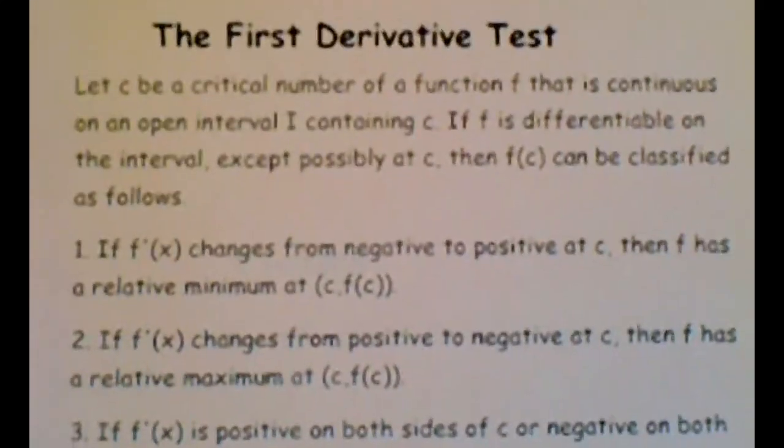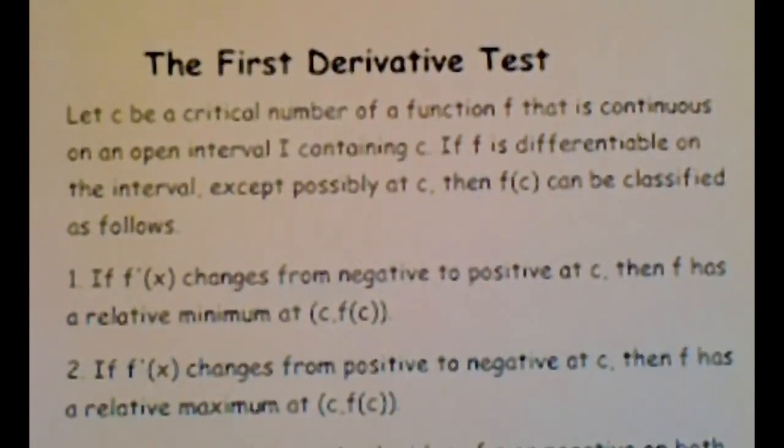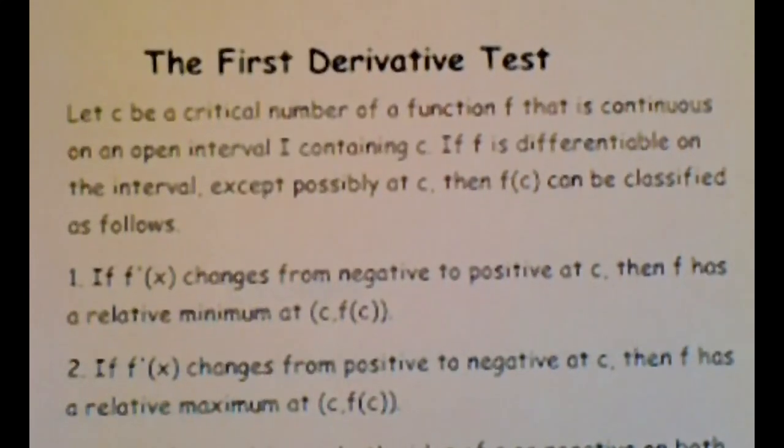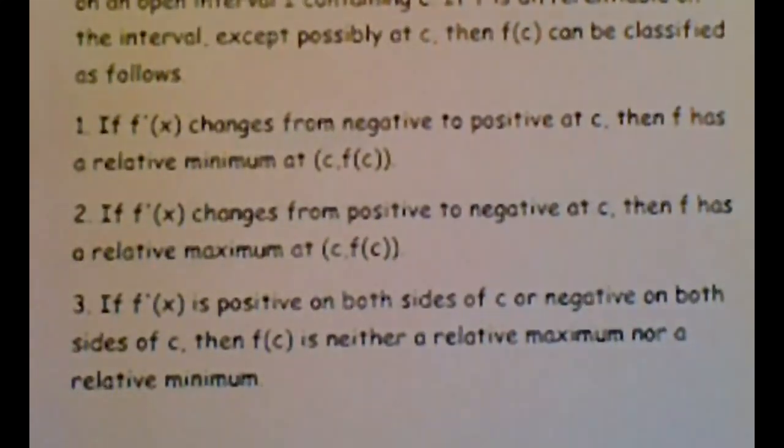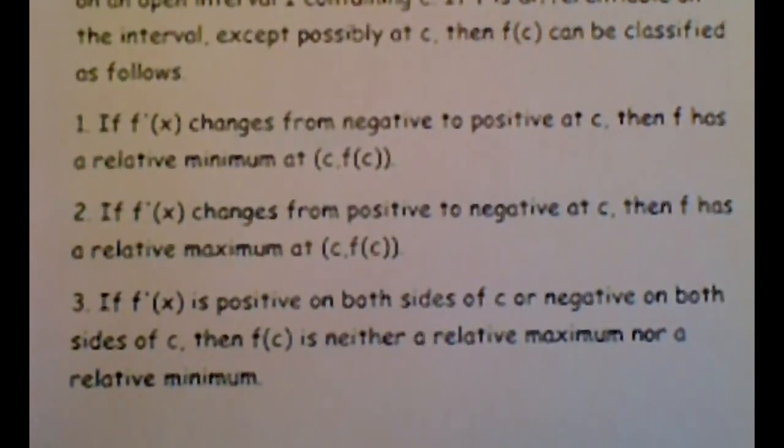So this is the first derivative test. Let c be a critical number of a function, f, that is continuous on an open interval I containing c. Our function is continuous. If f is differentiable on the interval, except possibly at c, then f of c can be classified as follows. So continuous and differentiable. First off, if f prime of x changes from negative to positive at c, then it's a minimum. If f prime of x changes from positive to negative, then f has a maximum. And if f prime of x is positive on both sides or negative on both sides, then it's neither.